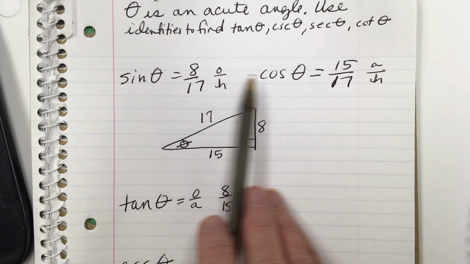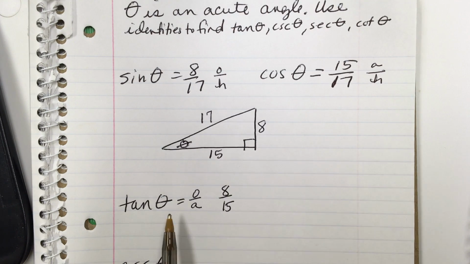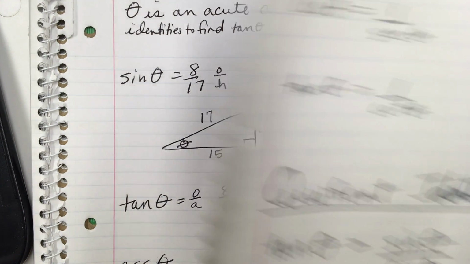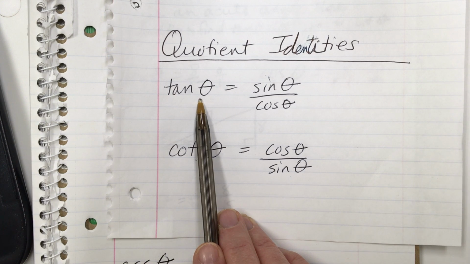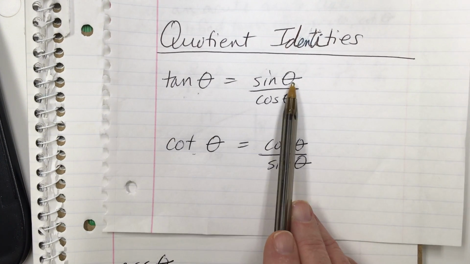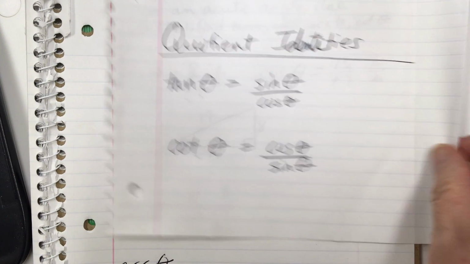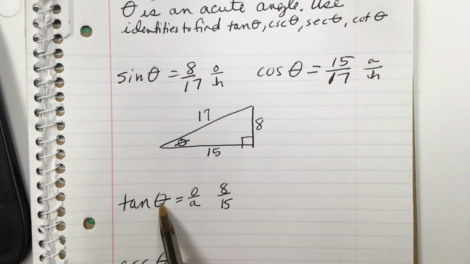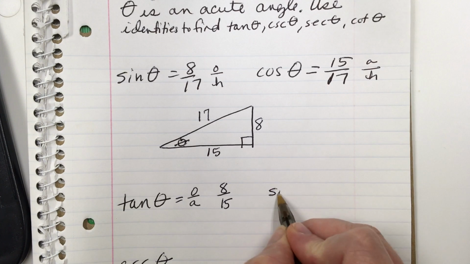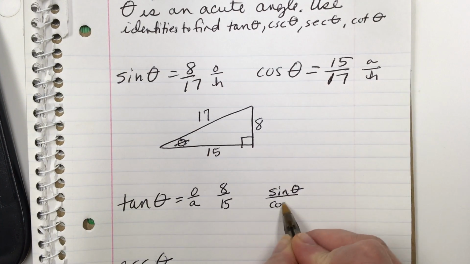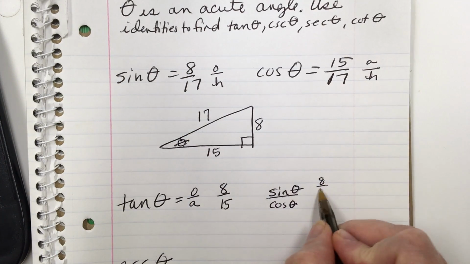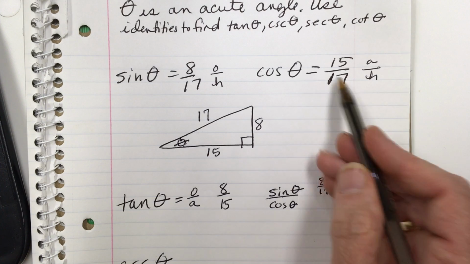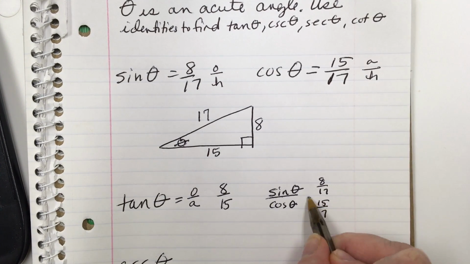if you're given sine and cosine, how do we find tangent? When I look at my problem, I just talked about the quotient identity. The quotient identity is tangent equals sine divided by cosine. So I could also find tangent theta by dividing sine of theta by cosine of theta. You were told that sine of theta was 8 over 17. You were told that cosine of theta was 15 over 17.